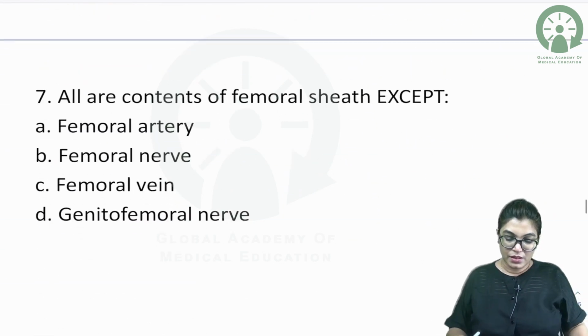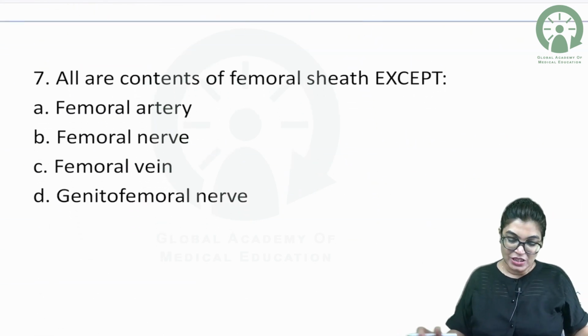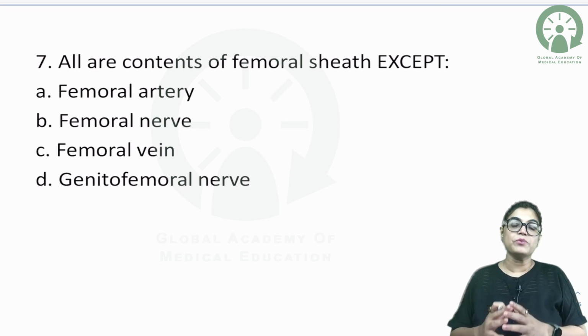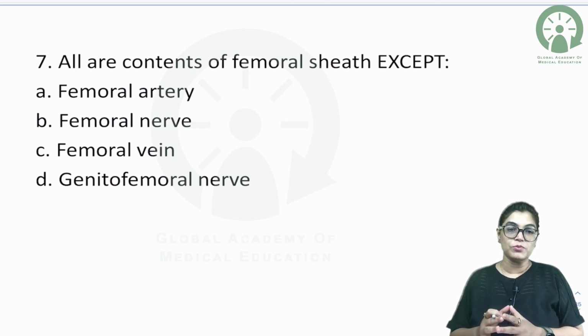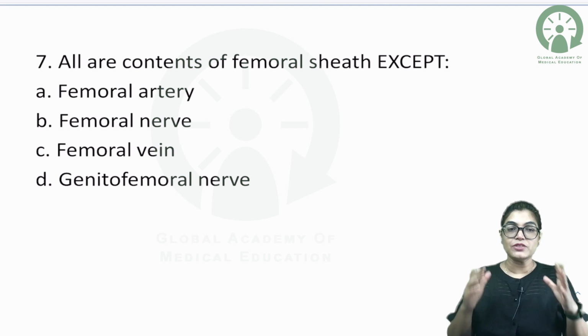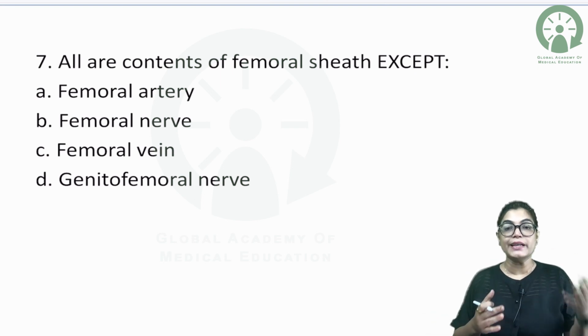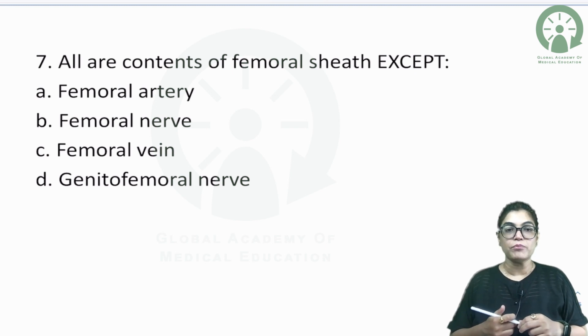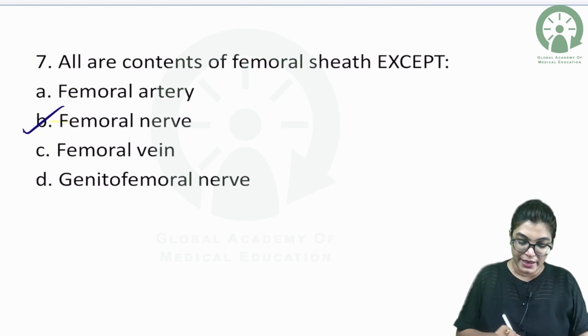Now, all are the content of femoral sheath except: femoral artery, femoral nerve, femoral vein, genitofemoral nerve. We know that femoral artery and genitofemoral nerve are the content of lateral compartment of femoral sheath. Femoral vein is the content of intermediate compartment and femoral nerve is lying outside the femoral sheath.